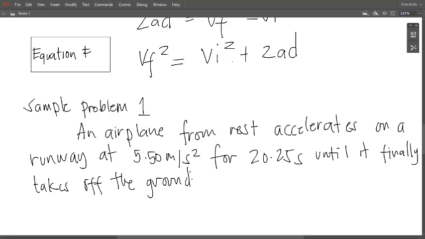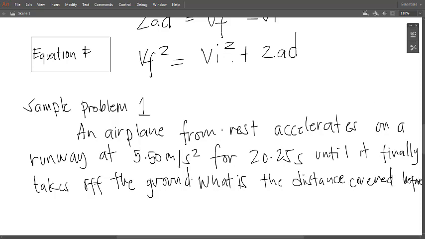So the question is, what is the distance covered before takeoff?